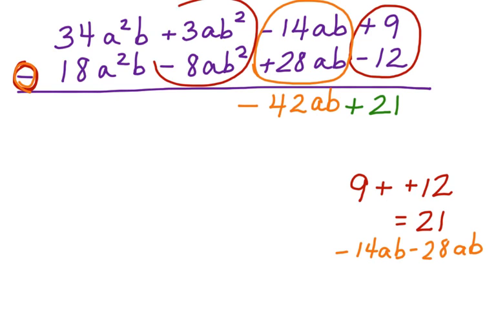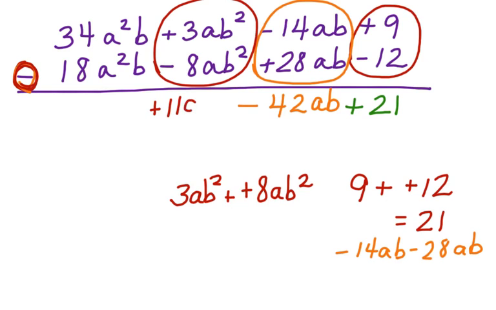Now let's look at the next term. Here are the next two terms. We have 3ab squared minus a negative 8ab squared. So here I would have 3ab squared minus a negative 8ab squared. Add the opposite of the second number, and I end up with a positive 11ab squared.